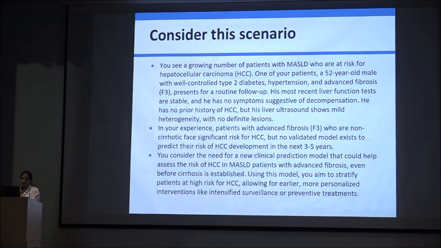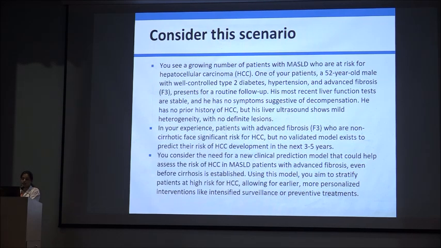You are a hepatologist who works at a large academic center, and you see a growing number of patients with non-alcoholic fatty liver disease who are at risk for HCC. One of your patients, a 52-year-old male with well-controlled type 2 diabetes, hypertension, and advanced fibrosis, presents for a routine follow-up. His most recent liver function tests are stable, and he has no symptoms suggestive of decompensation, and he has no prior history of HCC, but his ultrasound findings reveal mild heterogeneity with no definite lesions.